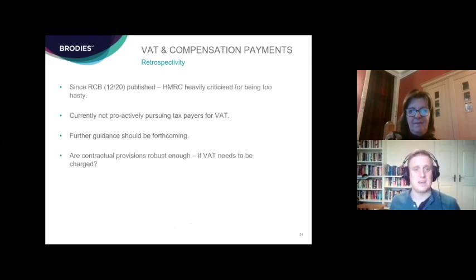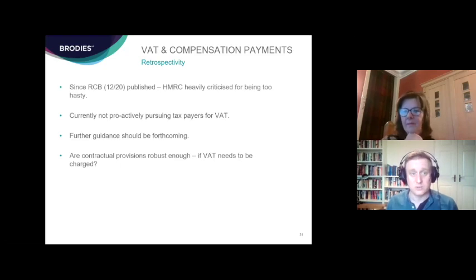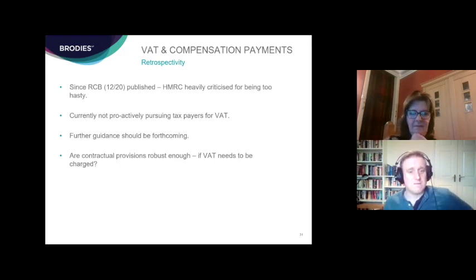If we flip onto the next slide, it's almost certainly clear that HMRC have been too hasty in this. And what they have told us now is that they're not proactively pursuing taxpayers for VAT on compensation payments for the last 4 years. And anecdotally, I have heard that the only people who are being approached are, for example, in the telecoms and utilities industries, where the contracts are very similar to those in Vodafone.